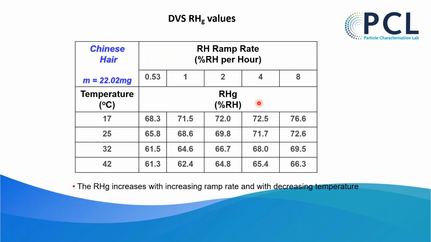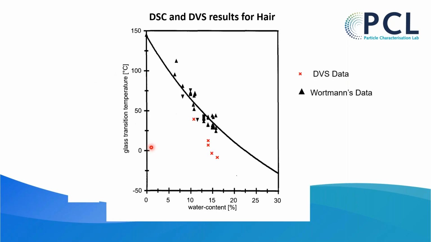Same data here, different ramp rates for human hair, and we're able to extrapolate the conditions to estimate what the humidity is where the material transitions from being glassy to being rubbery, and again for different temperatures as well, which is relevant. This is the data published here and references some other data published in the literature.